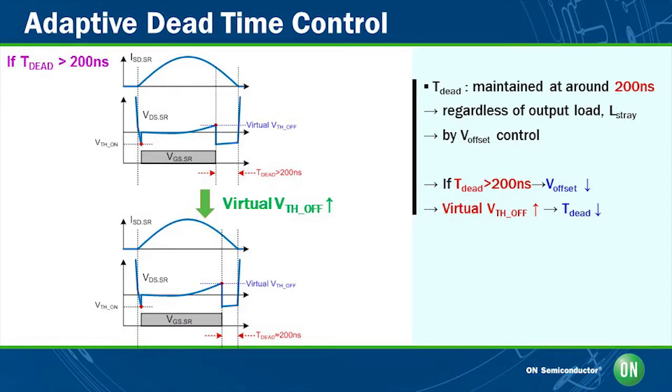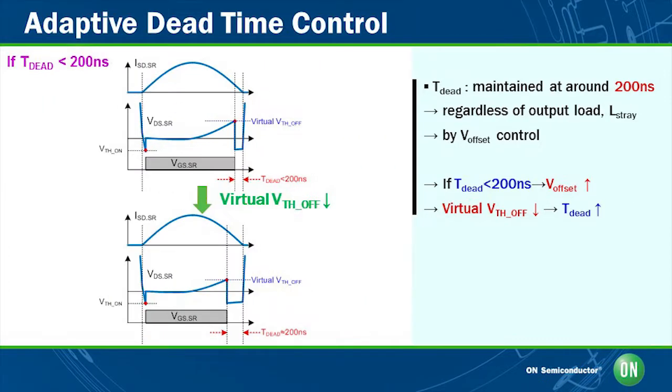When the dead time is found to be greater than the desired 200 nanoseconds, the offset voltage is increased. As a result, the virtual VTH-off threshold is raised, leading to a longer SR conduction period and shorter dead time. When the dead time falls below 200 nanoseconds, the comparator threshold virtual VTH-off is lowered, resulting in a shorter SR conduction period and longer dead time. Hence, the algorithm maintains the dead time at around 200 nanoseconds regardless of the output load and parasitic inductance.